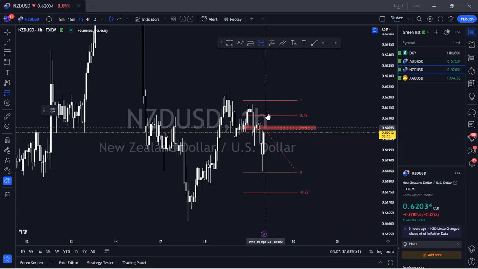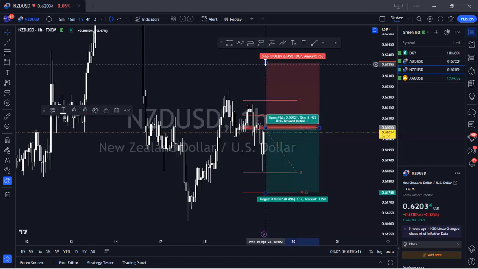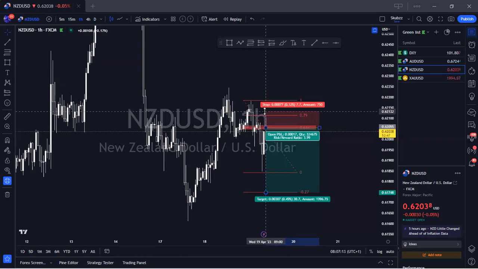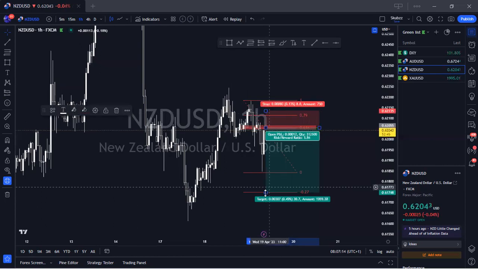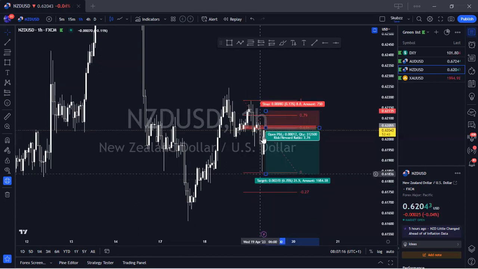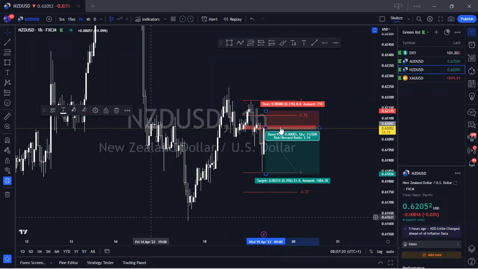From there, stop loss just above it, and then you target down here. Target down here. Price is actually approaching that area. So that's the thing. So let's just sit back and see how it plays out.